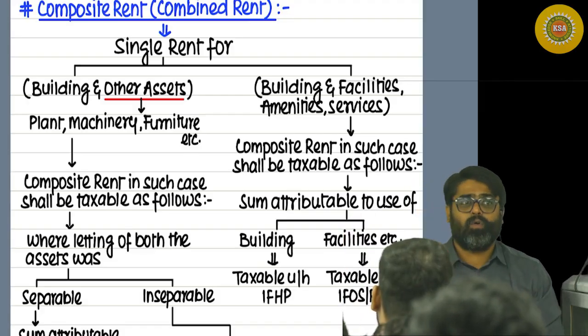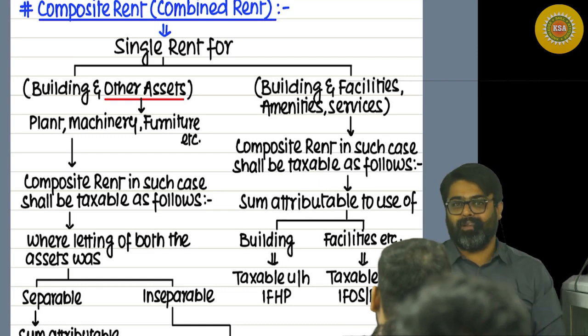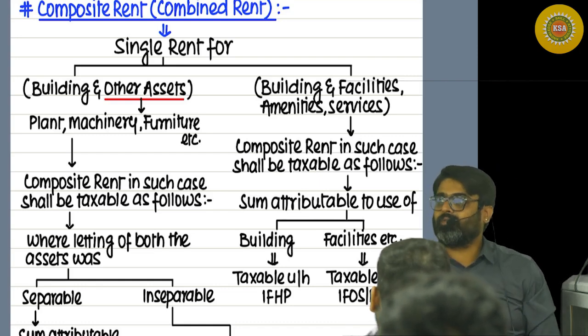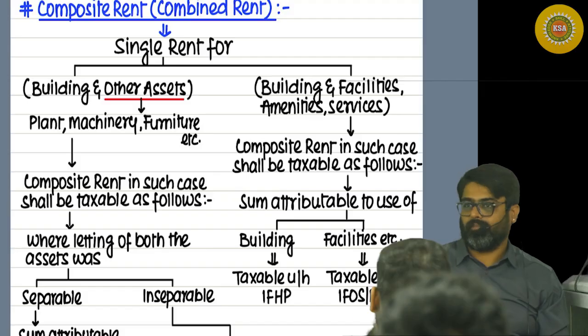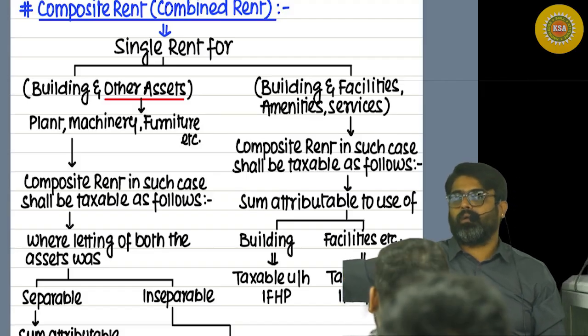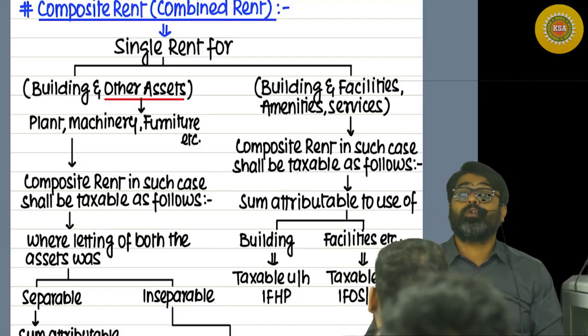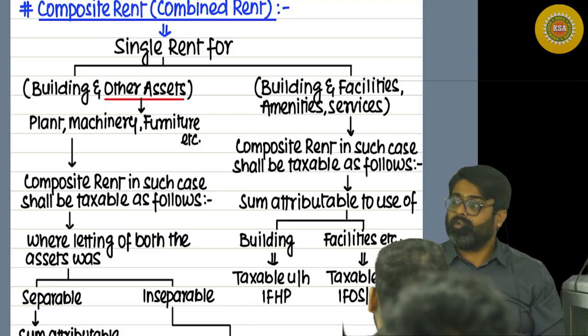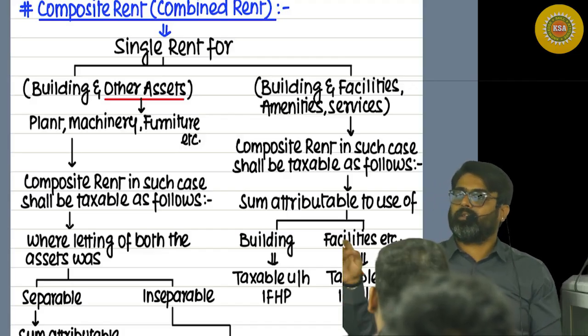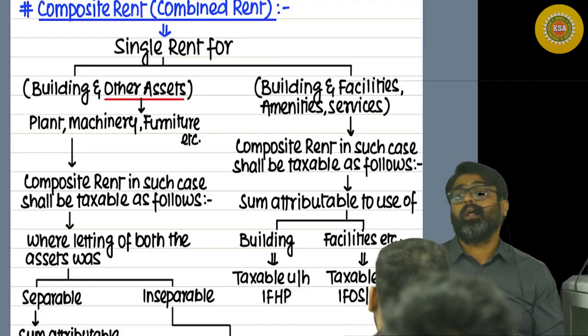But wait, what if the lettings are separable? For example, I have one 2 BHK flat which I want to let out. So I advertised that a 2 BHK flat is available for rent on an immediate basis.